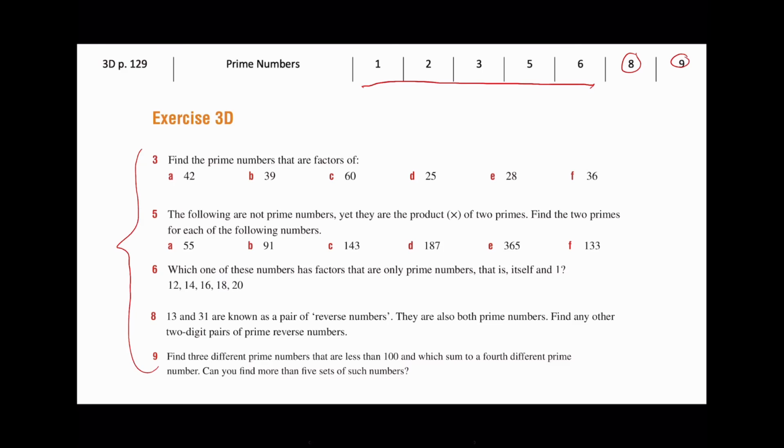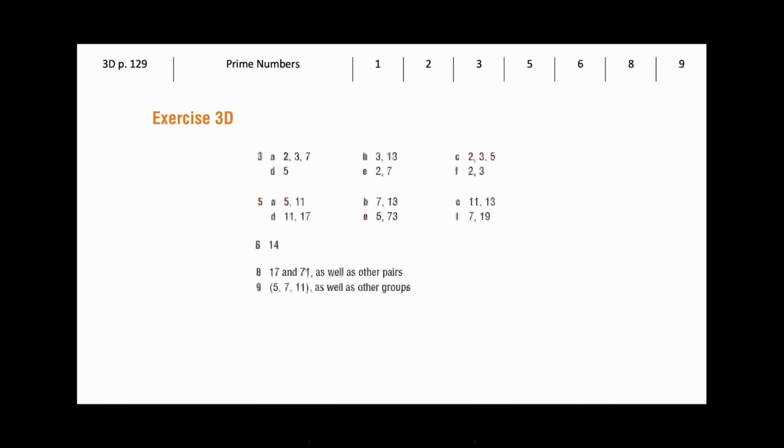Now, question 5 sounds a bit complicated, and it reads, the following are not prime numbers at all, yet they are the product of 2 primes. Find the 2 primes for each of the following numbers. If that doesn't make sense to you, essentially, question 5 is asking you to find out what 2 prime numbers multiplied by each other give you 55. That is what the question is asking you to do. If you have any questions, then please ask me for help. These are the answers that you should get for the following questions over here.